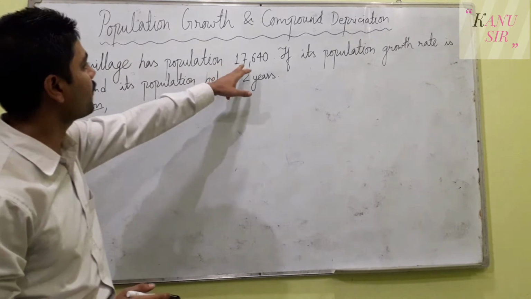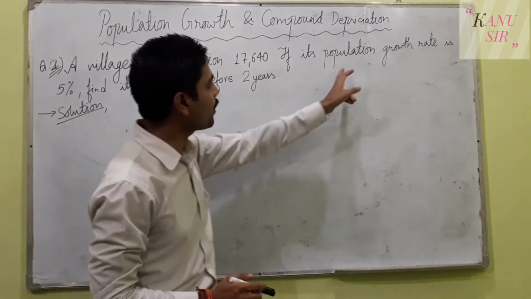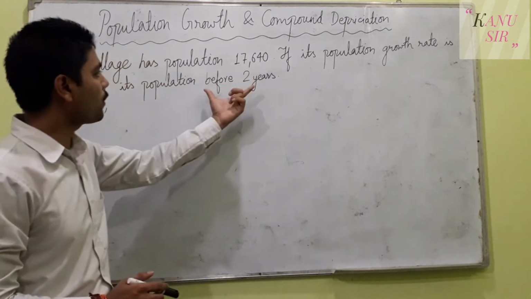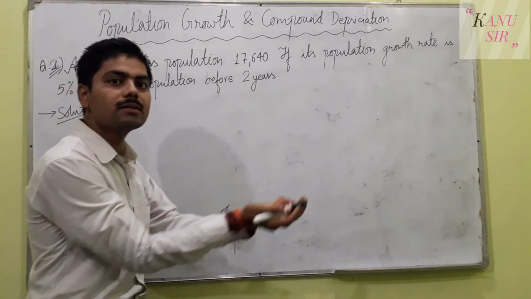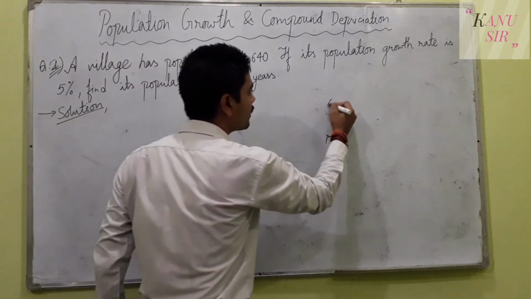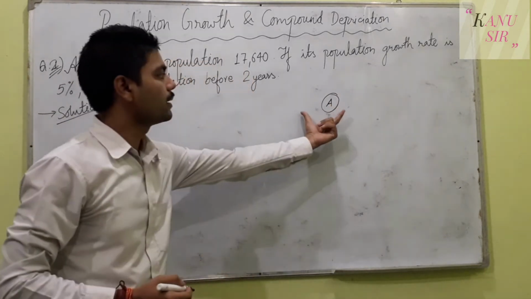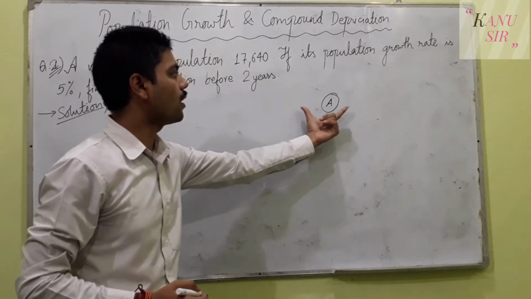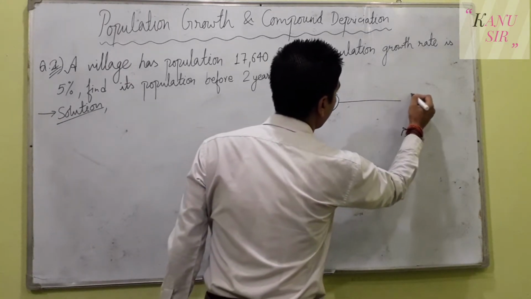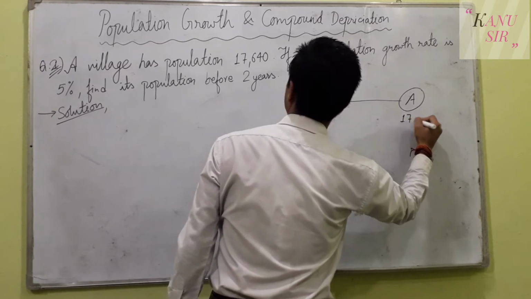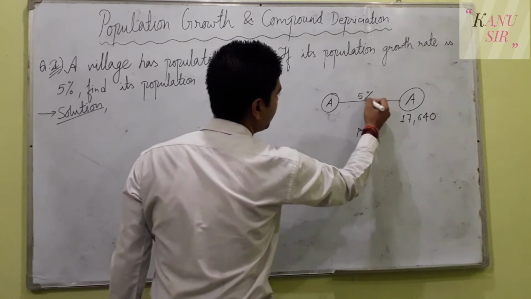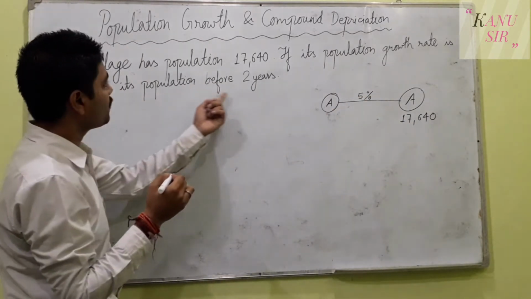A village has a population of 17,640. If its population growth rate is 5%, find its population before 2 years. So the population of a place has been asked for some years before, which means we are talking about the past population. So we will again make the timeline. A denotes the place, and the population of the village is 17,640, and if its population growth rate is 5%, find its population before 2 years.